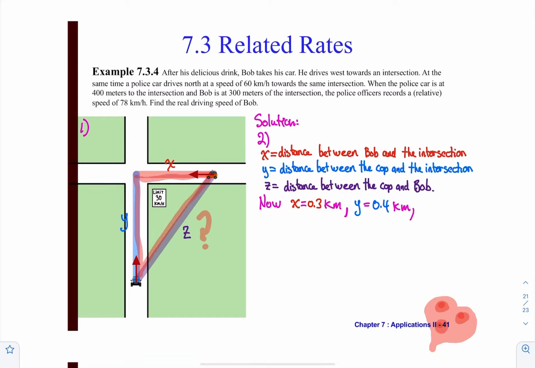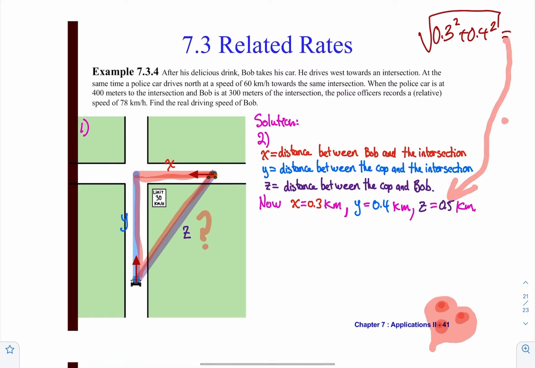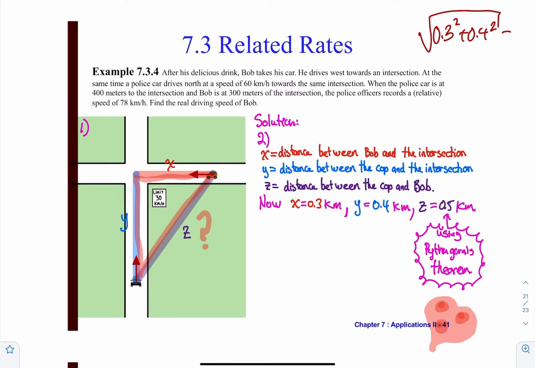And then z is also not given in the problem, but you can see it's the hypotenuse of a right triangle. So if you go 0.3 squared plus 0.4 squared and you square root that, you're going to get 0.5 kilometers. So make sure you compute this, verify this using Pythagoras' theorem. I'm just going to make sure you see this clearly. So that's all the data we have right now.